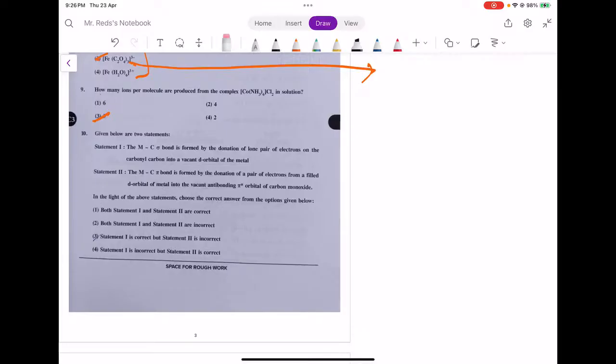Given below are two statements. Statement 1 is: the M-C sigma bond is formed by the donation of a lone pair of electrons on the carbonyl carbon into a vacant d orbital of the metal atom. Here carbon monoxide is the ligand. Why is carbon monoxide a ligand? Carbon has a lone pair of electrons between carbon and oxygen.